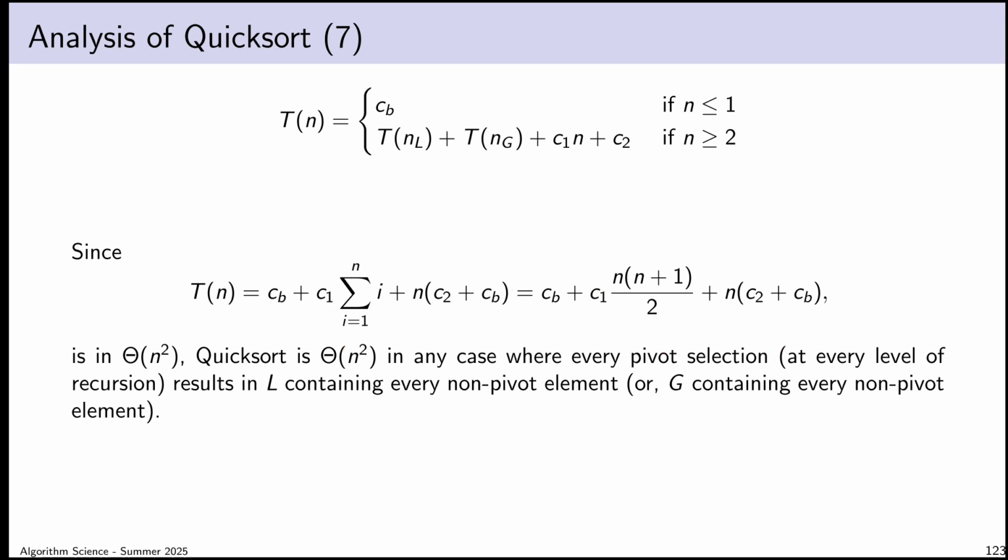So what this is telling us is that in the event where every pivot selection was bad, so every pivot selection resulted in everything ending up in G or everything ending up in L, quicksort is going to be big theta of n squared. And you could think, well, that's not so likely, right? Well, maybe it isn't, but we're talking about the worst case. And in the worst case, I make the worst possible choices at every single step. And that means that quicksort we have to regard as being an n squared algorithm.